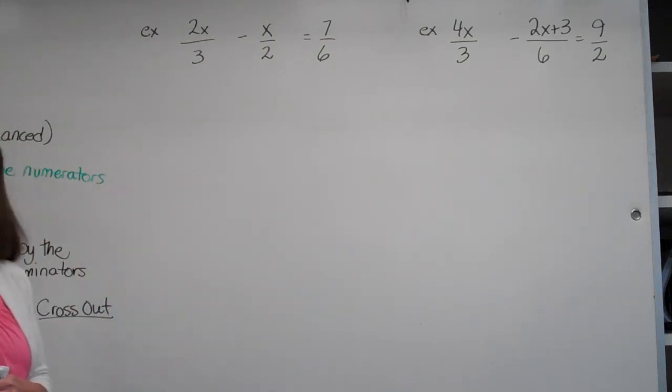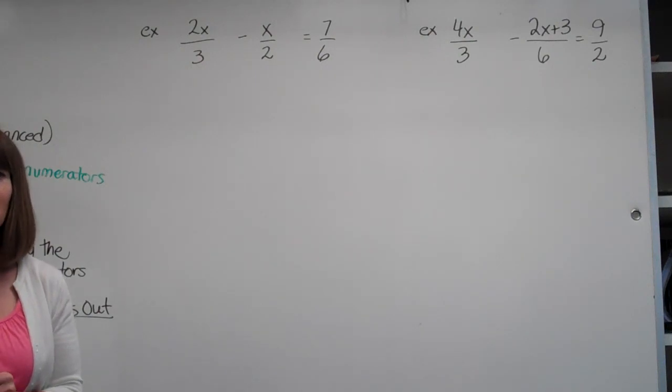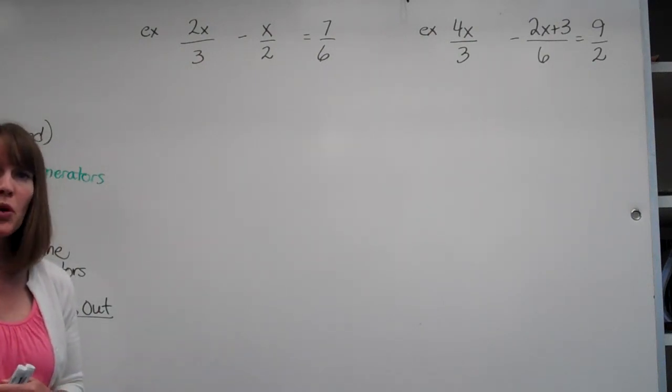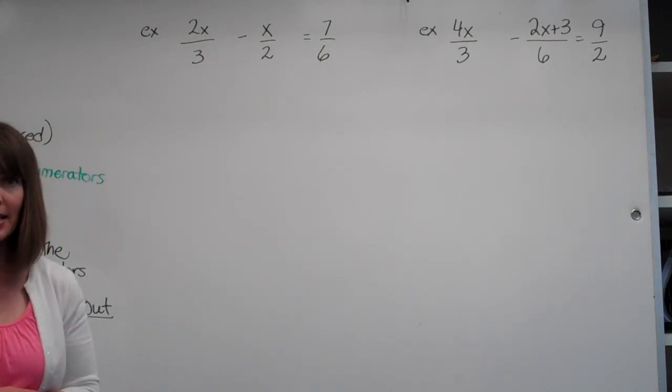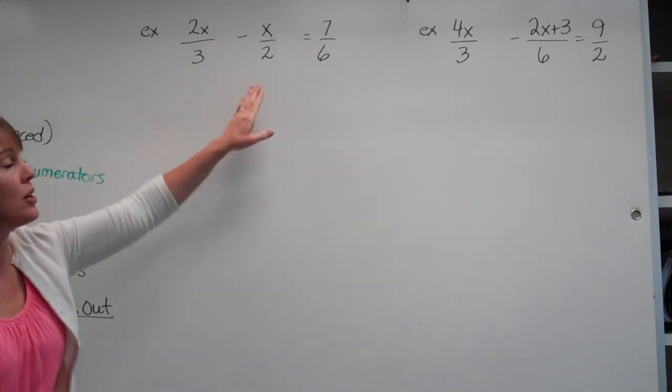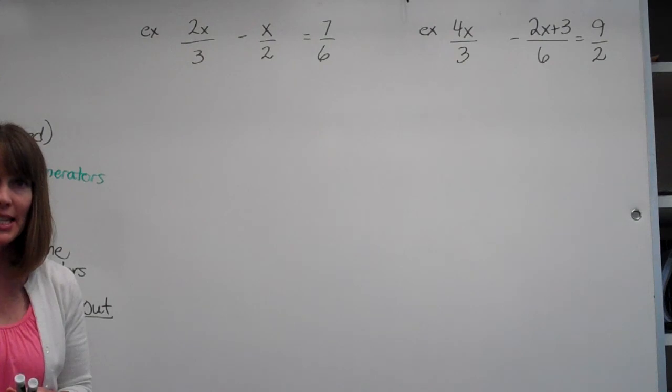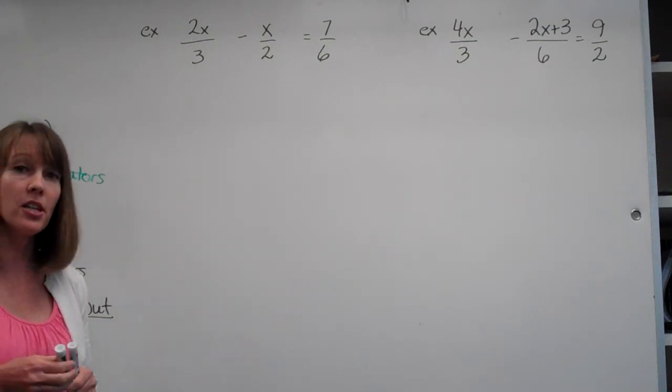All right, so the example I have on your paper is 2x over 3 minus x over 2 is equal to 7/6. All right, so first we're going to look at the denominators and we're going to see, are they balanced? Are they equal? Do we have a common denominator? And we don't. So just like before, we're going to multiply each fraction top and bottom by what's missing so that we can get common denominators.